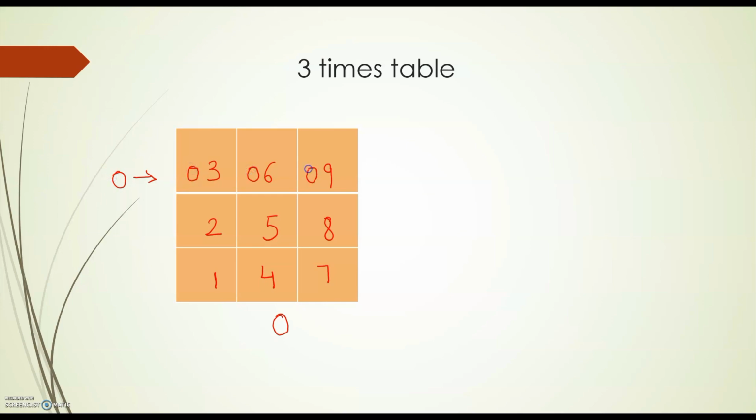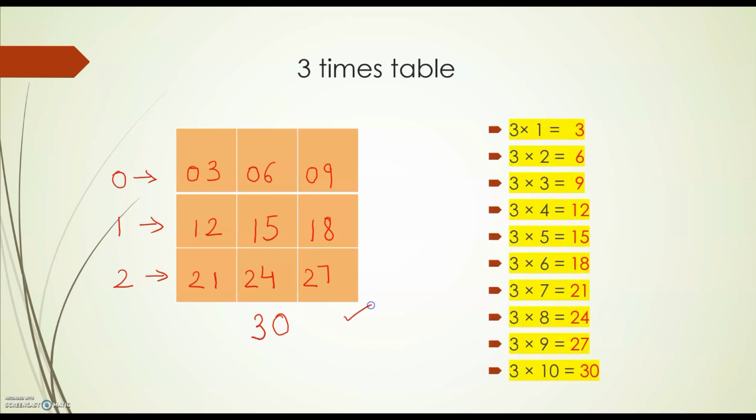0 and 0. And in the second row we will write 1 at the tens place. So 1, 1, 1. And in the third row we will write 2. So we will write 2 here. And we are writing the 3 times table. So for 0, we will write 3 here. So this is our 3 times table.